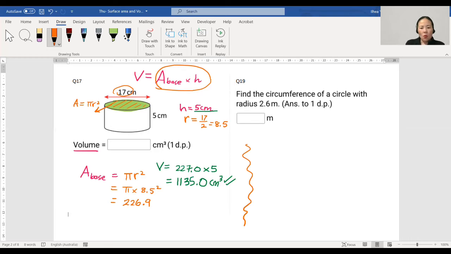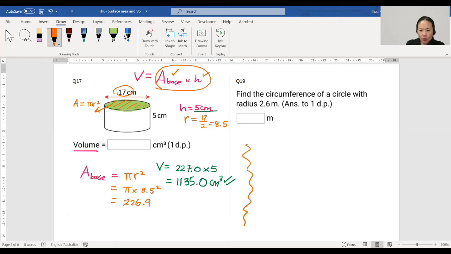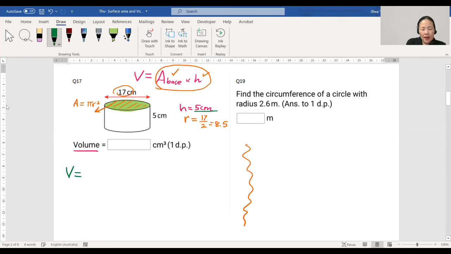In the exam, I want you to, with the volume, do it all in one go. So I'm going to show you how to do that. The volume was area of base times height. So area was pi r squared, wasn't it? So r was 8.5 squared. Now that's your A base times the height, which is 5. So what I want you to do, I want you to put all that in your calculator now.